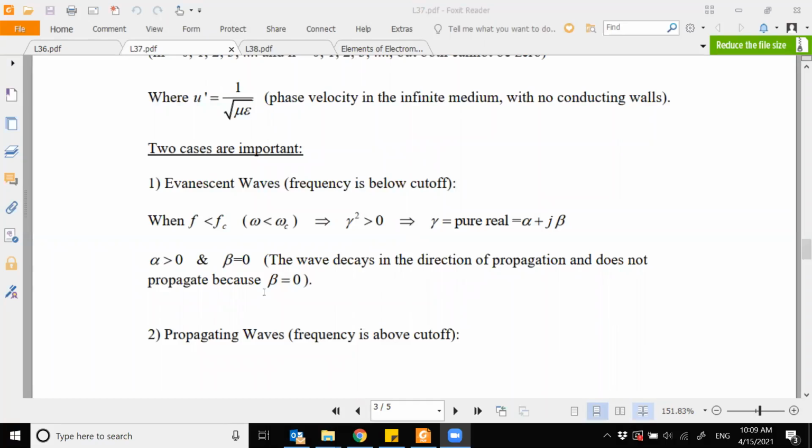Now, let's look at the two cases. So what are these two cases? The first case is called the evanescent wave. An evanescent wave is a wave which is below the cutoff frequency, that is not propagating. So if f is less than fc, if the operating frequency of my signal or electromagnetic wave is less than the cutoff frequency, then what will happen? If my operating frequency is less than cutoff frequency, that means in angular frequency also it is less. Then my gamma square will become greater than 0.